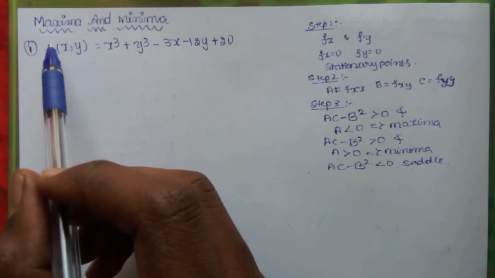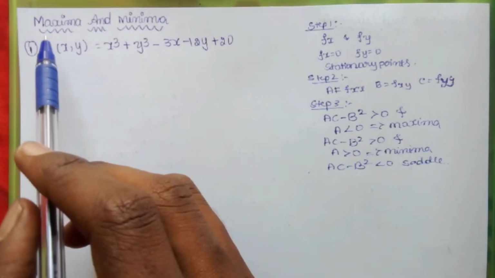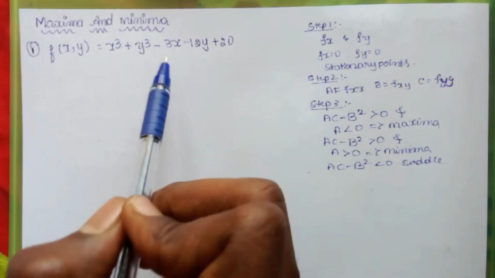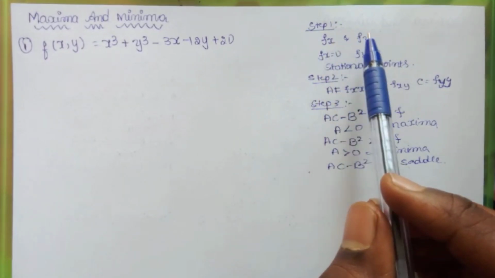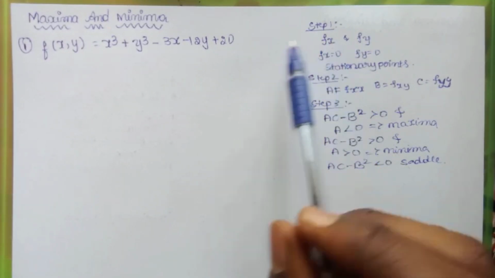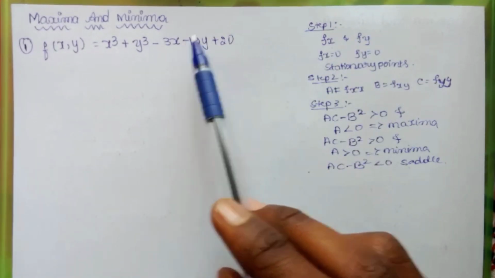In this video, we are going to study the maxima and minima concept. First, in order to find the maxima and minima of the given equations, there are three steps. First step, we need to find fx and fy, meaning the partial differentiation of the given equation with respect to x and the partial differentiation with respect to y.